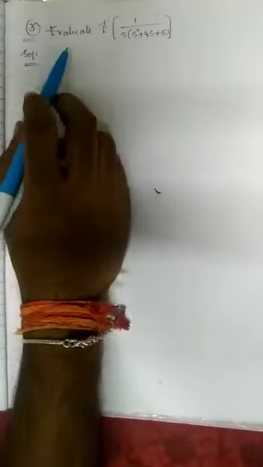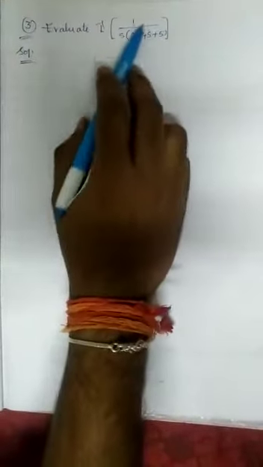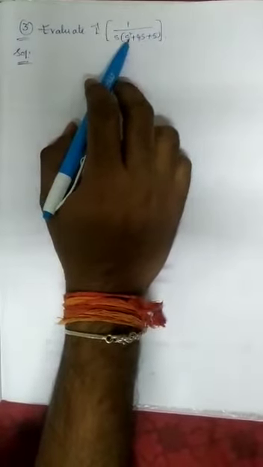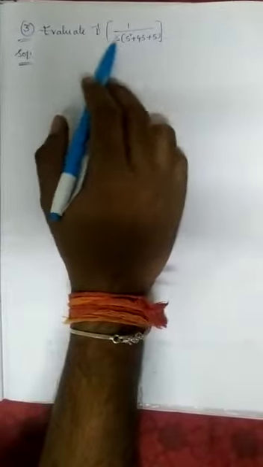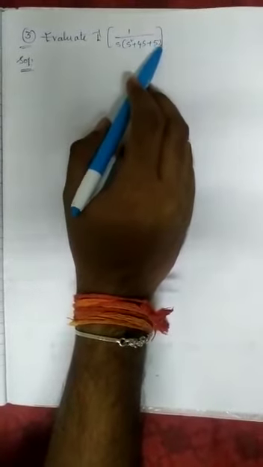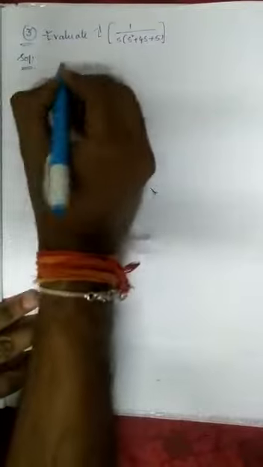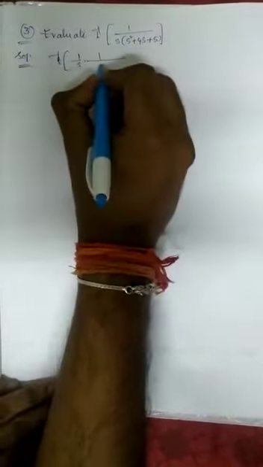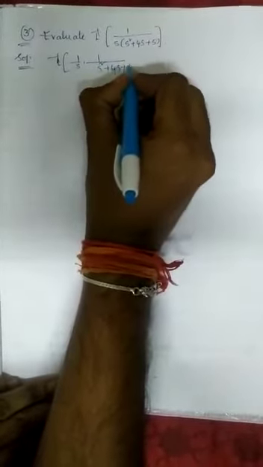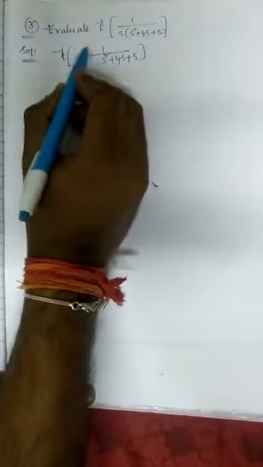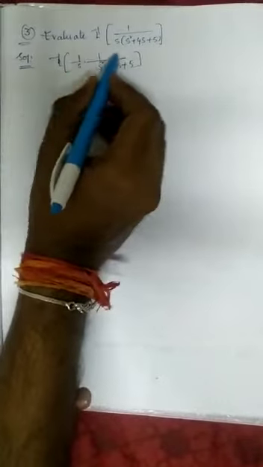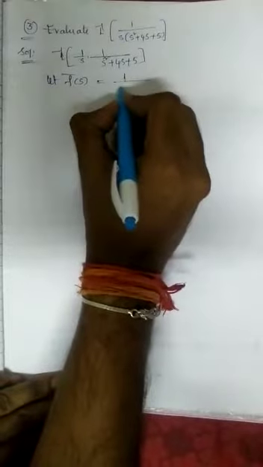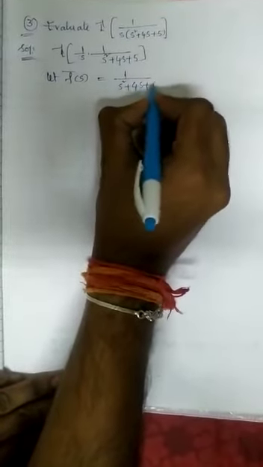So let us discuss one more problem. Laplace inverse of 1 by s into s square plus 4s plus 5. If you observe here, we have a quadratic here. Then how to solve this type of problems? Consider it as Laplace inverse of 1 by s into 1 by s square plus 4s plus 5, which is in the form of Laplace inverse of 1 by s into f bar of s. So consider the given function as f bar of s, 1 by s square plus 4s plus 5.